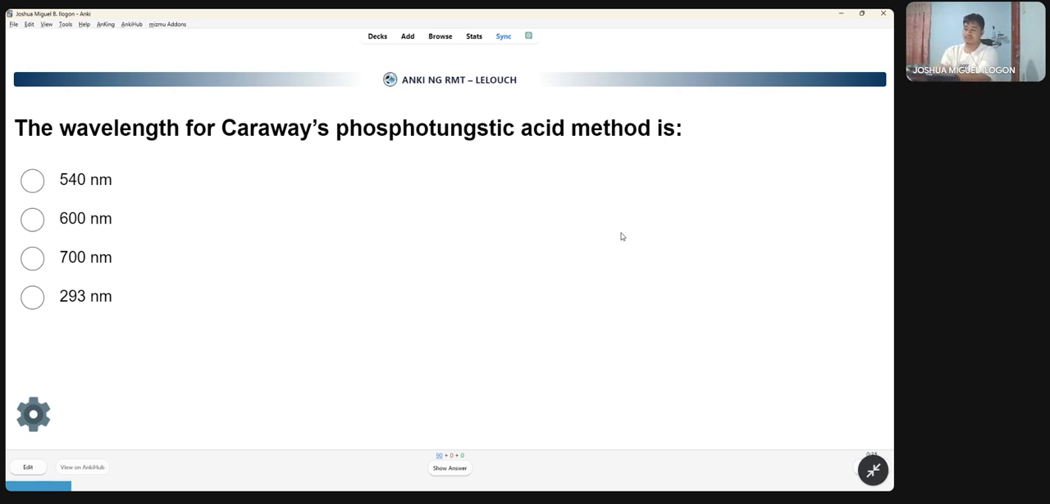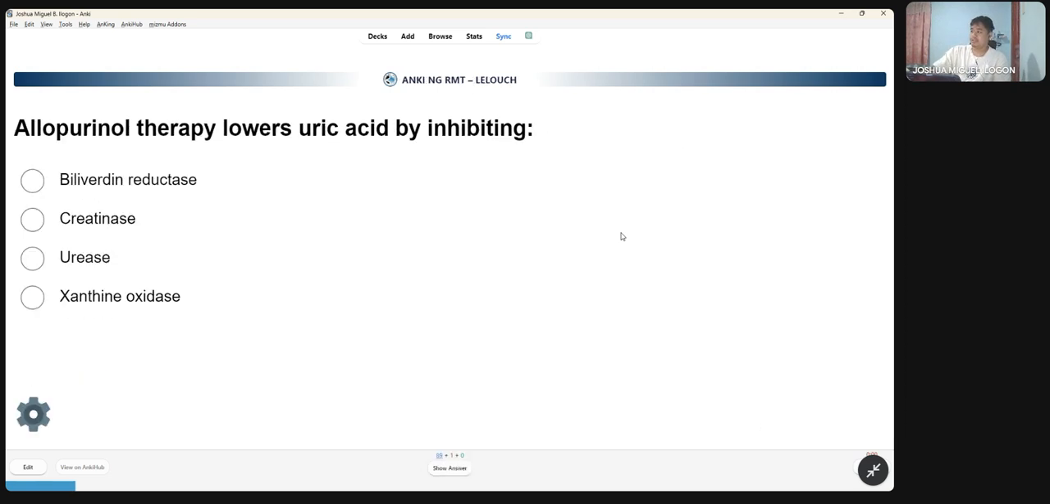If the uricase is the enzymatic method, the chemical method is the phosphotungstic acid Caraway method. It is read at 700 nanometers. It requires a protein-free specimen. It is less specific, and it is an older method. Okay, 700.